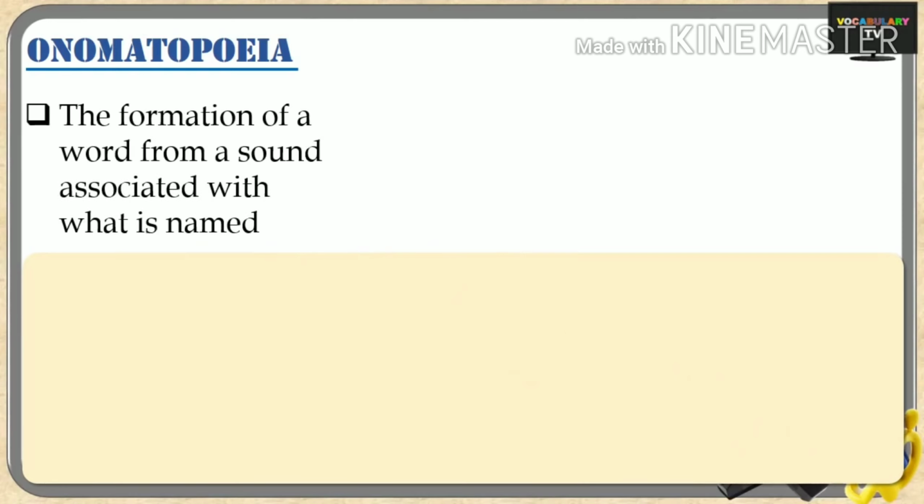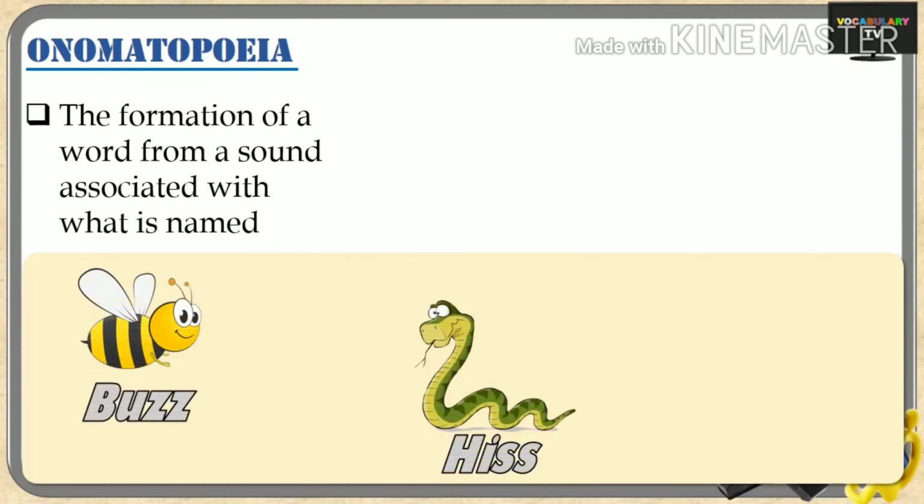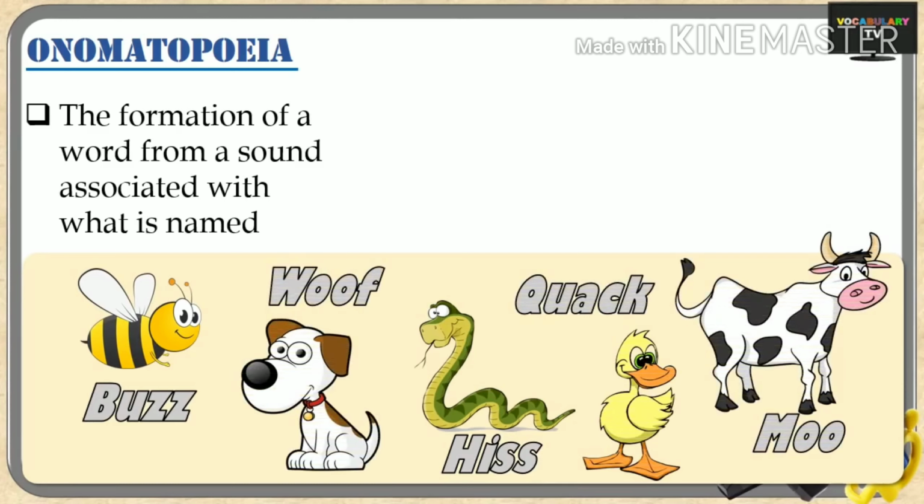Onomatopoeia refers to the formation of words from the sound associated with what is named, like if I say the buzz of the bees and the hiss of the snakes. The words buzz and hiss actually imitate or copy the actual sound made by the bee or the snake, respectively. And there is a whole range of animal sounds made that way. For instance, the woof of the dogs, the quack of the ducks, the moo of the cow, and the list does not stop there.